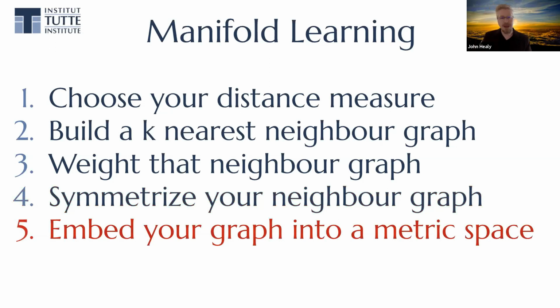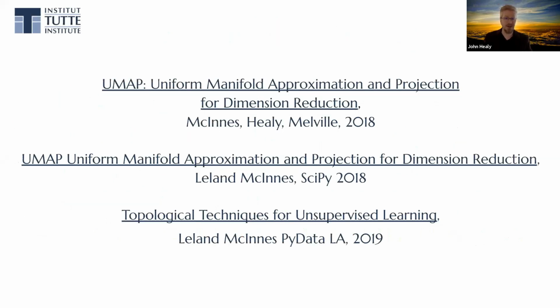Finally, we need to embed the graph into a metric space. There's lots of ways we could do this, but UMAP uses a stochastic algorithm to find a low-dimensional embedding that would have built the same graph. The disadvantage of this stochastic optimization is going to be a lack of stability, which we'll talk about a little bit more later on.